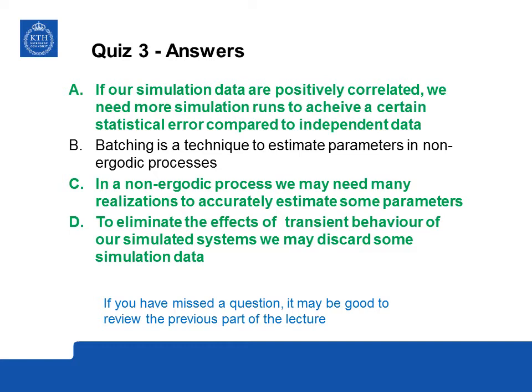B, batching is not a technique to estimate parameters in a non-ergodic process. Batching is a technique to deal with correlated data. C is also correct. In a non-ergodic process, we need many realizations to accurately estimate some of the parameters. And D is also correct. If we want to eliminate the effects of transient behavior, we may discard some of the initial simulation data.